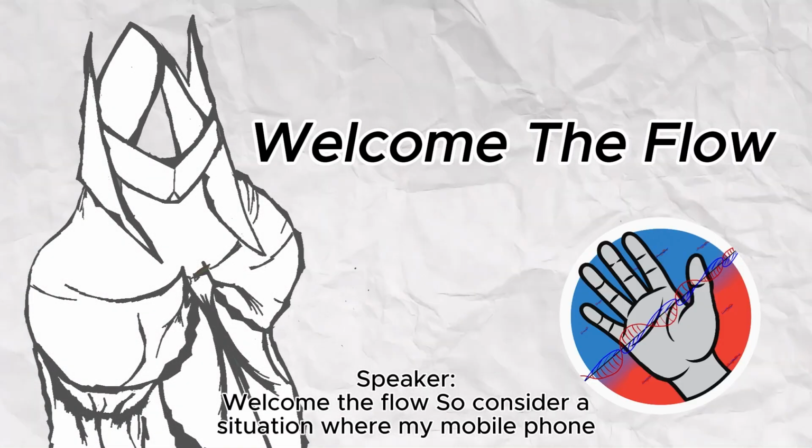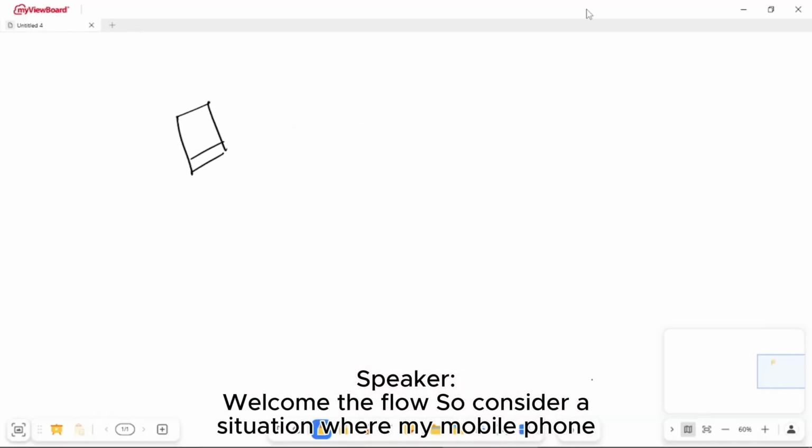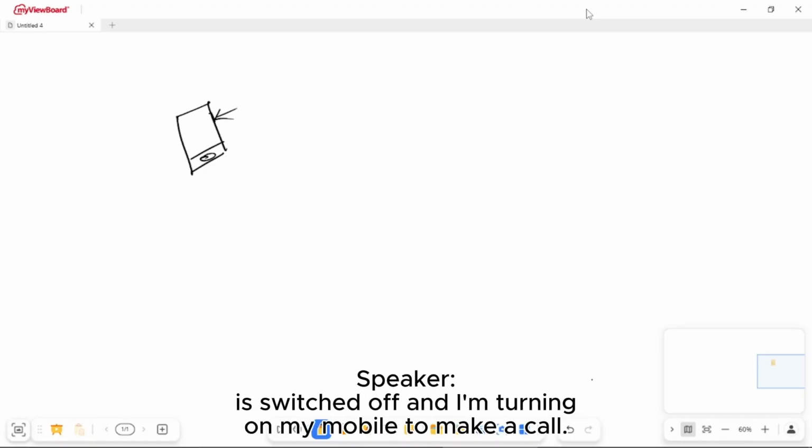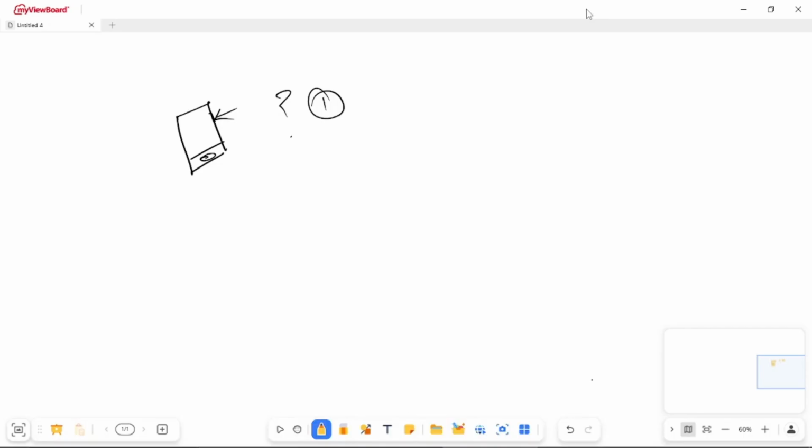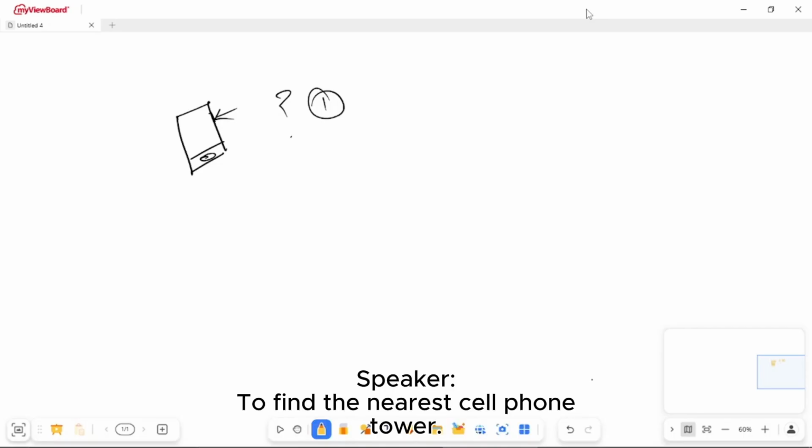Now comes the flow. Consider a situation where my mobile phone is switched off and I'm turning on my mobile to make a call. So what is the first thing a mobile phone should do? To find the nearest cell phone tower.